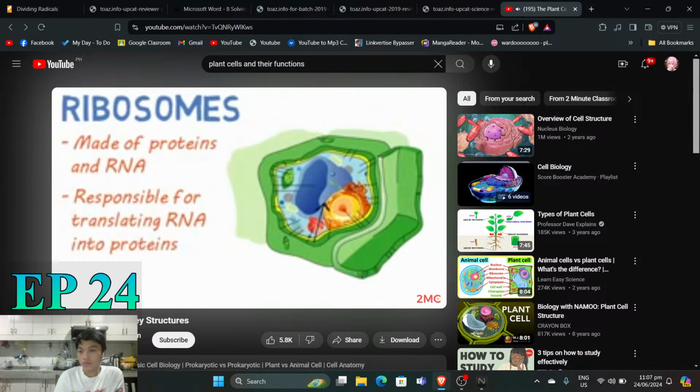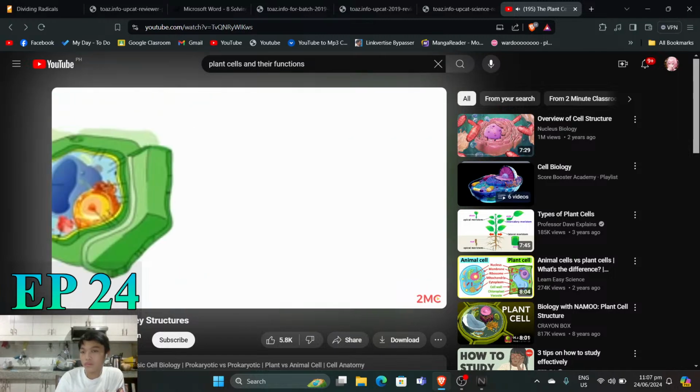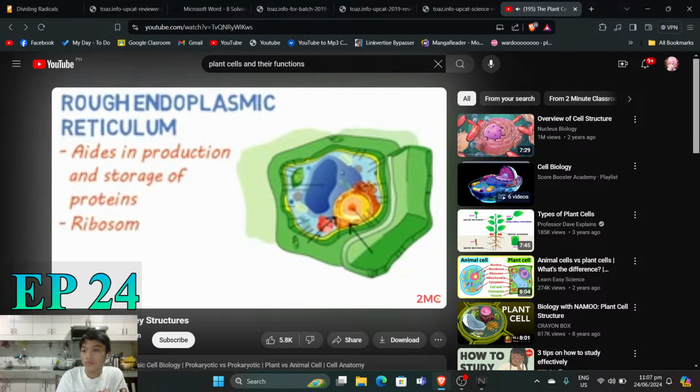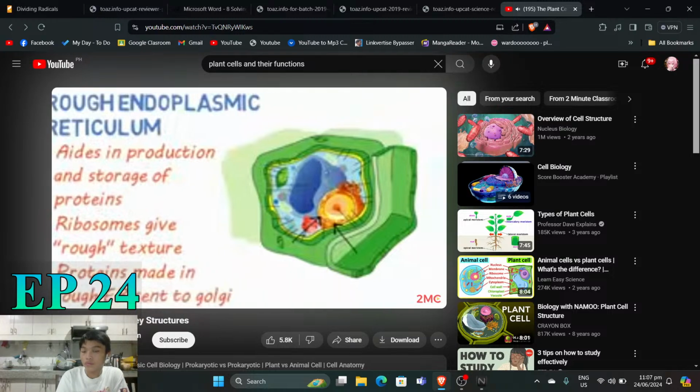They are found freely floating in the cell or bound to the endoplasmic reticulum, and this is our next structure, and there are actually two types. Rough endoplasmic reticulum aids in the production and storage of proteins that are made on the ribosomes attached to it. It's these ribosomes that give it its rough texture and name. Proteins made in the rough ER are sent to the Golgi apparatus.